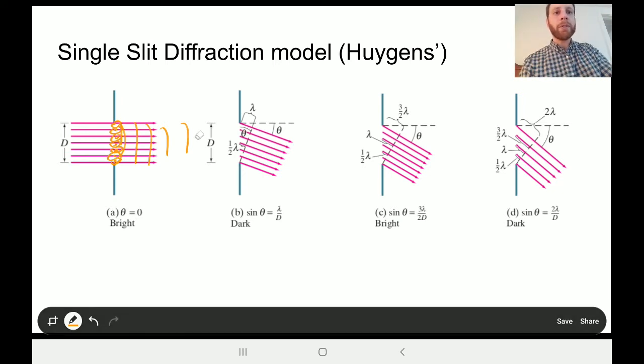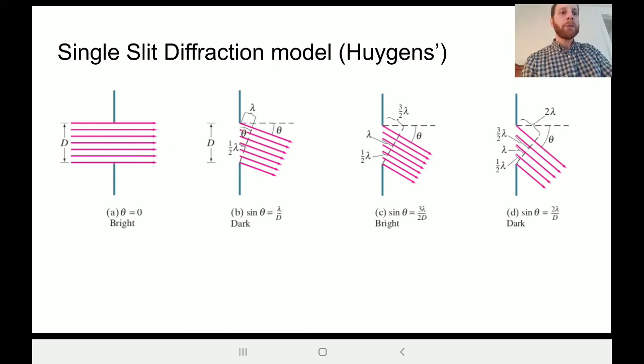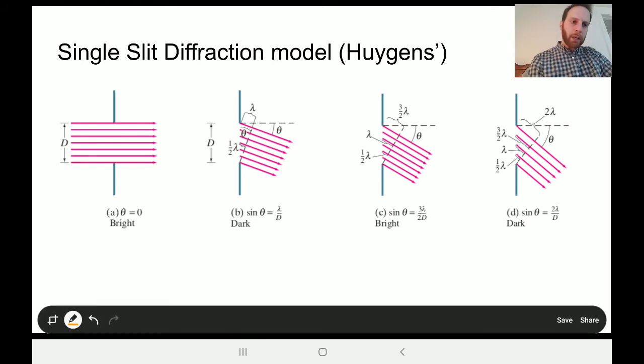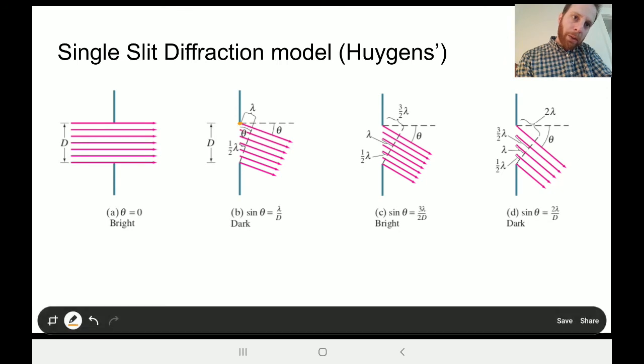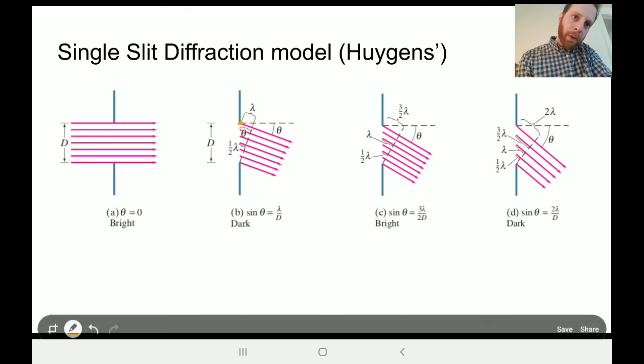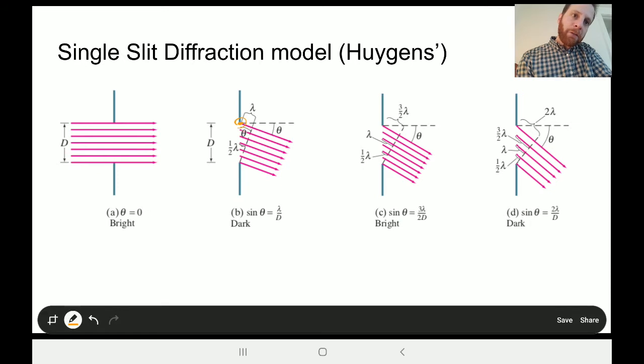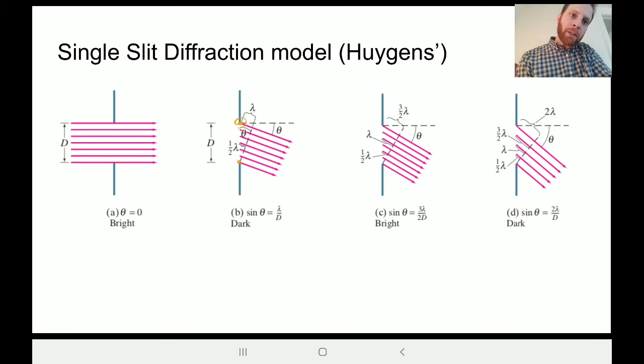But we can also think about what happens as we look at a slightly different angle offset from the center. And that's what this second picture is about. So you can imagine looking downward at an angle theta, and this angle is such that the distance that this first wavelet would have to travel, the one that's emitted from here and goes out this way, is a full wavelength longer than the one that's emitted from the bottom of that slit.